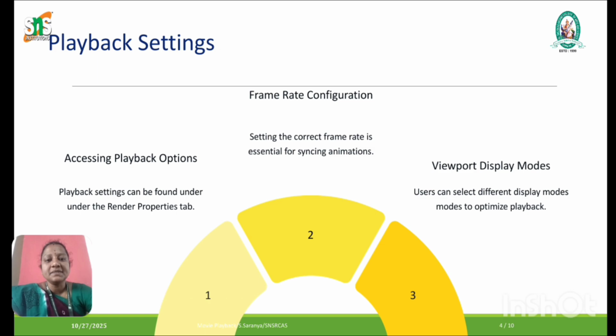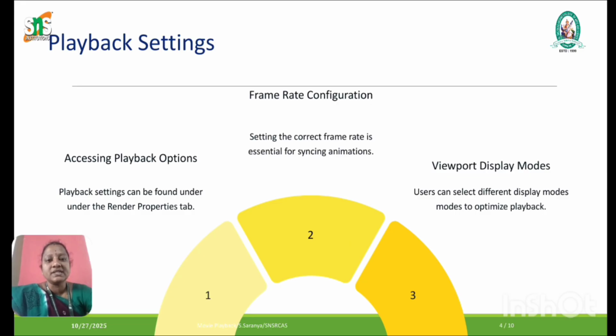Playback setting. Accessing the playback option: the playback setting can be found under the render properties tab. The next is frame rate configuration. Setting the correct frame rate is essential for synchronizing animation. Moreover, the keyframes will be displayed at the bottom of the screen. Using those keyframes, we can set the frame rates and essential effects for the animation. Without those keyframes, we can't display the videos according to our finalized visualization.